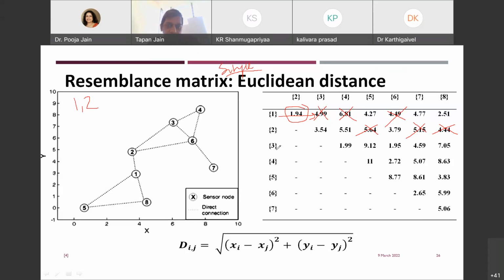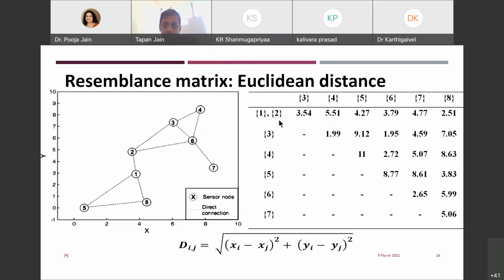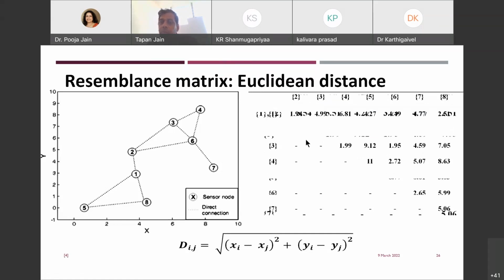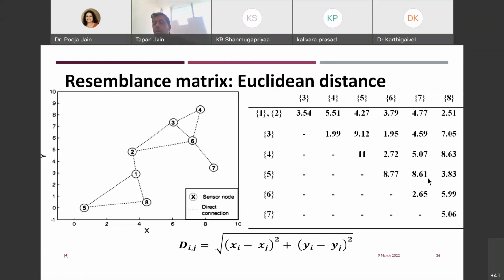So when we modify this table, 1 and 2 is combined, and if you look at that, 4.99 and 3.54, like this. So this is the reduced form. Now 1 and 2 is combined. The next minimum value is 1.95. So that means we just combine the 3 and 6. So 1 and 2 combined, and 3 and 6 has also combined.